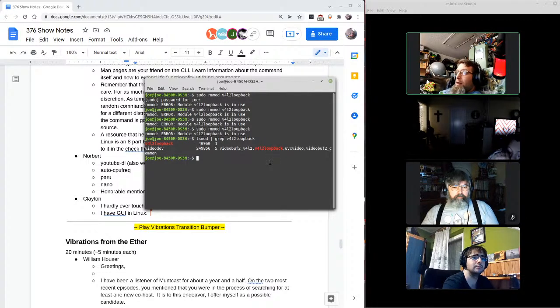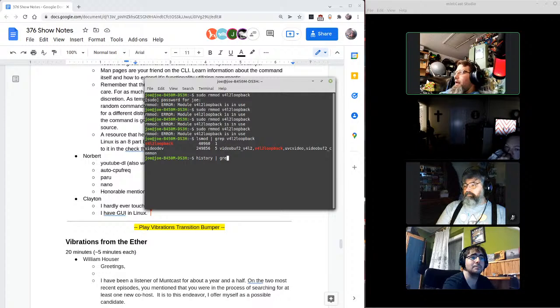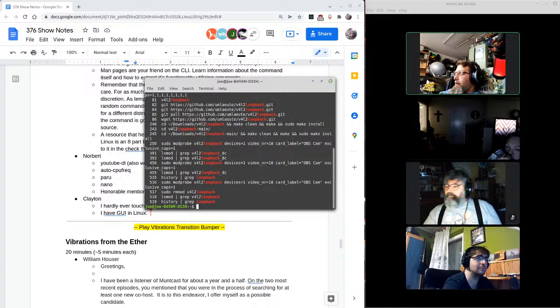Now, the most common thing that I use grep for is with history, so I don't have to be constantly re-looking things up. History will give you everything you've ever typed into the terminal in the past. Actually, I don't know how far back it goes, but now I can do history, pipe, grep, and then loopback, and you can see all the commands that I used for setting up the loopback, which is what my DroidCam uses, and also what OBS uses to make a fake webcam so that you can use your screen share as a webcam.